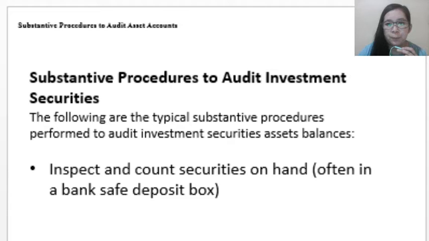Okay, so first, the auditor can inspect and count securities that are on hand, or often these are placed in a bank safe deposit box as a form of internal control to minimize the mishandling or misappropriation of these investment securities by the employees or even the management of the entity. So this inspection and counting will also assist the auditor in determining the existence of these investment securities that are being claimed by the entity.